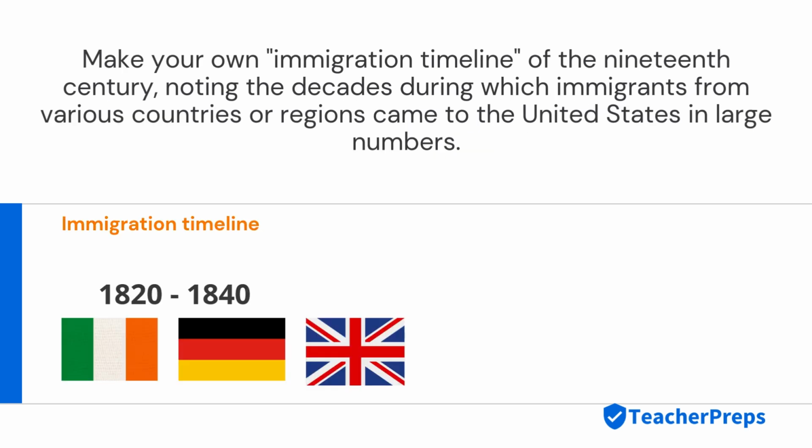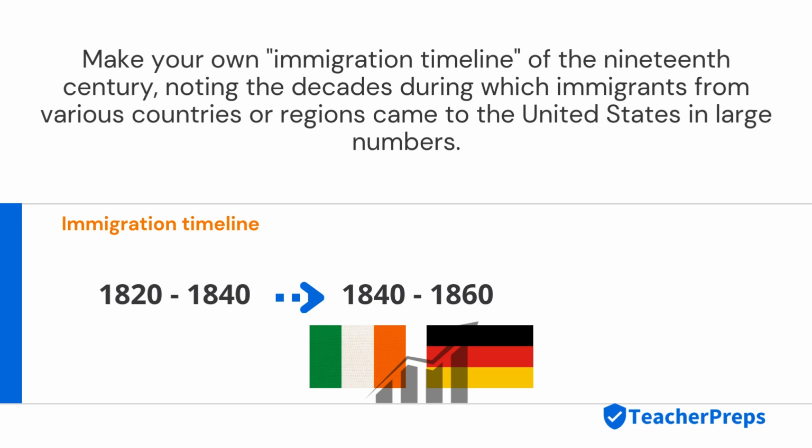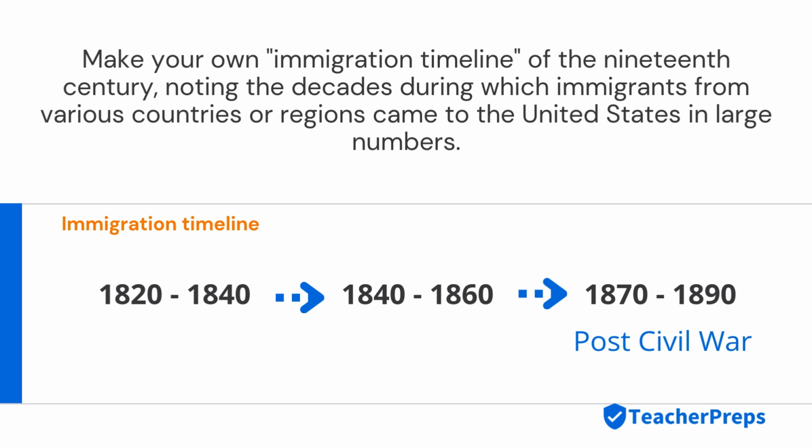All right, let's check this solution out together. Now, starting with 1820 all the way through to 1840, there were significant numbers of British, Irish, and Germans who immigrated to the United States. Then, a little bit later, from 1840 to 1860, the Irish and the Germans continued to arrive in large numbers to the United States, and this is particularly due to the Irish potato famine as well as political unrest in Germany. Lastly, from 1870 to 1890, this was known as the post Civil War time, and there was a rise in immigrants from Eastern and Southern Europe. Many were Italians, Jews, and Poles, so from Poland.